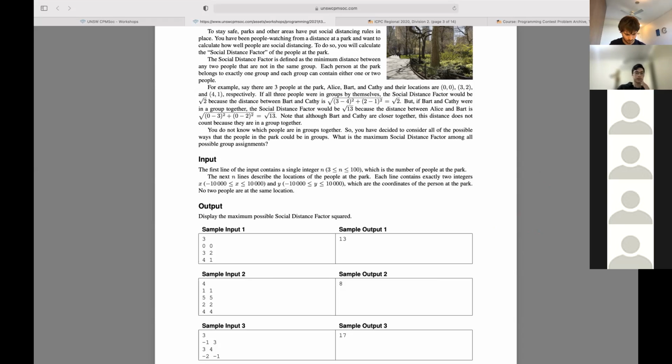So when I read this problem, it's kind of like a maximizing the minimum distance idea. So you might think like a binary search thing, since you want to check whether each social distance factor is valid, or the minimum distance between any two non-grouped people. You want to maximize the minimum distance between any two non-grouped people, and so you might want to check whether each minimum distance can be achieved. In fact, that would probably be a working solution, to binary search over a minimum distance. But how do we know if a minimum distance is valid?